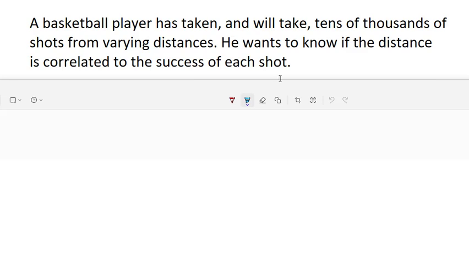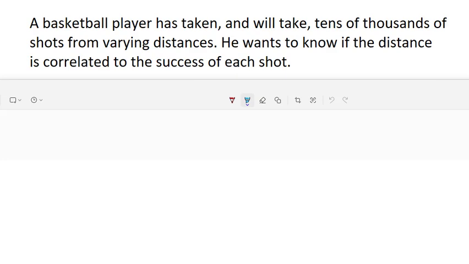So a basketball player has taken tens of thousands of shots, hundreds of thousands. And in the future, he'll take many, many more. So this is a population. And you should think of a population as something that we can't really access. We don't know in the future how well he'll shoot. And so the population is kind of inaccessible. And so if we want to study it, we have to take a sample.